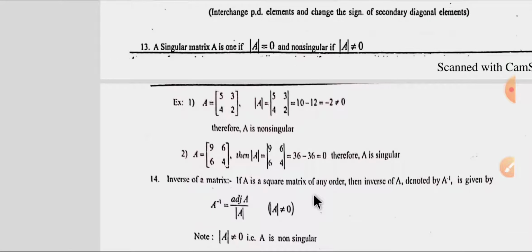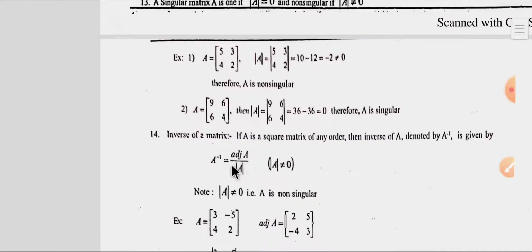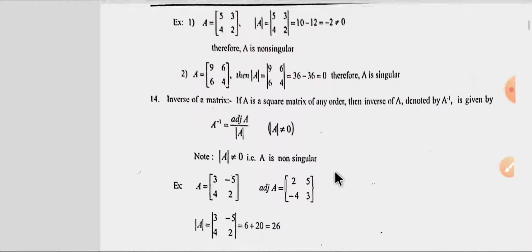Inverse of a matrix is denoted by A inverse, equal to the adjoint of A divided by the determinant of A, or 1 by determinant of A times the adjoint of A. Whenever the determinant of A is not equal to 0, only then does the inverse exist, meaning every non-singular matrix has an inverse. Remember this note.